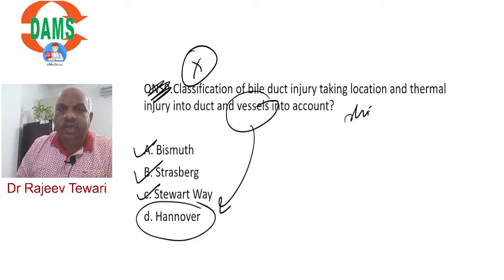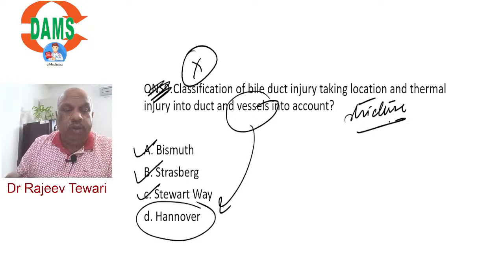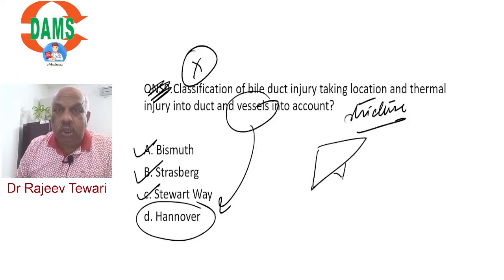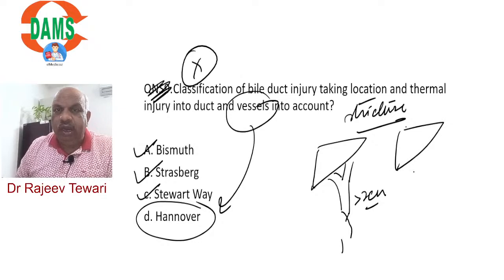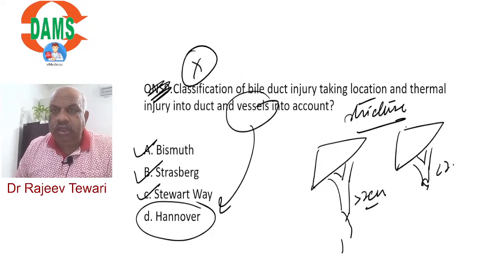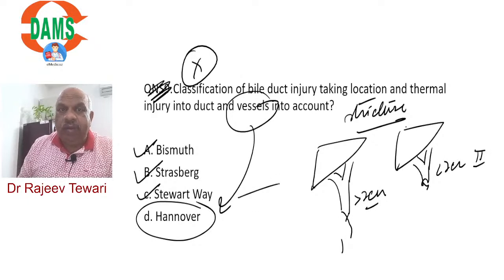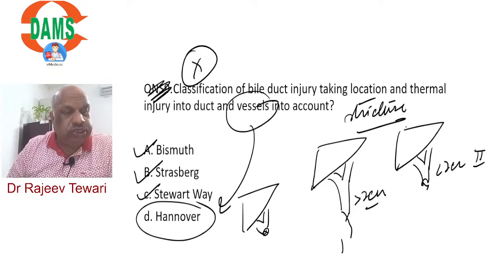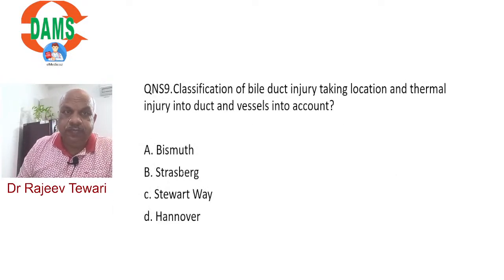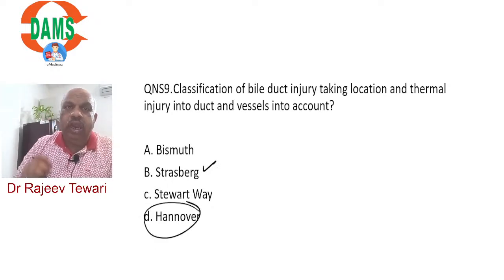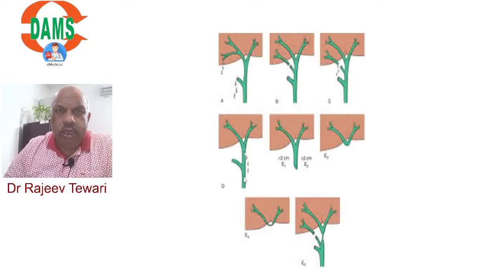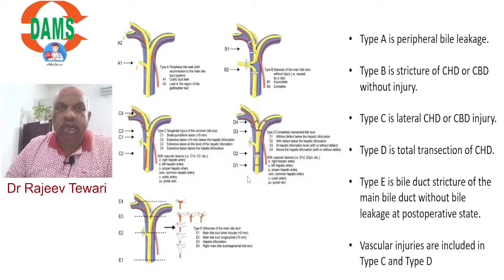Bismuth is only a stricture. How much length of common hepatic duct do you have? So, right and left and common hepatic length preserved more than 2 cm, then we have stricture, type 1. When you have less than 2 cm length, type 2. Don't have common hepatic length, but the junction is preserved, 3. Junction is gone, 4. And right posterior sectoral duct stricture, 5. So, Bismuth is only for stricture. Strasberg had stricture, transection, leak, all. But Hanover includes the thermal injury, transection and vessel, all 3.